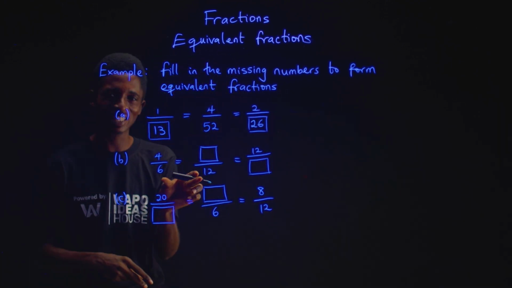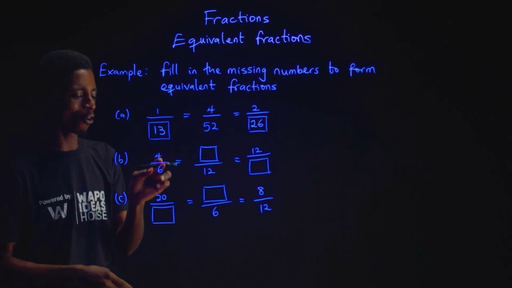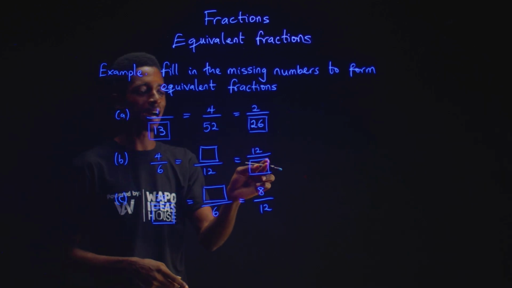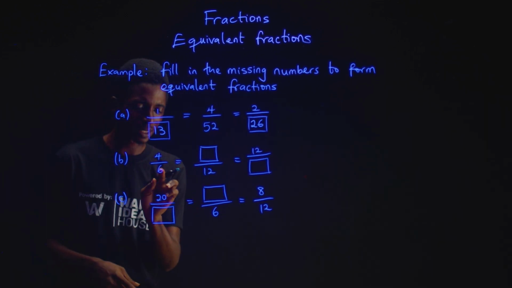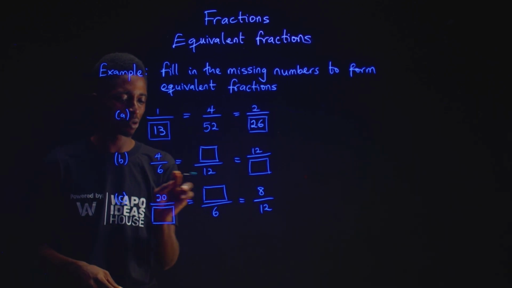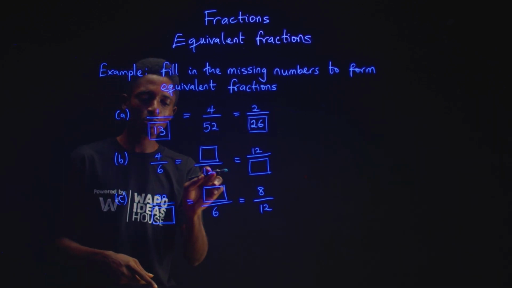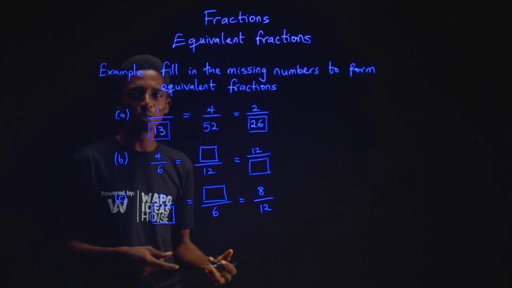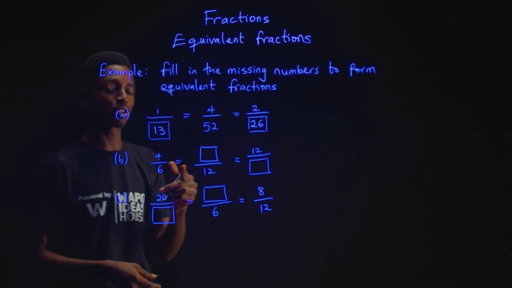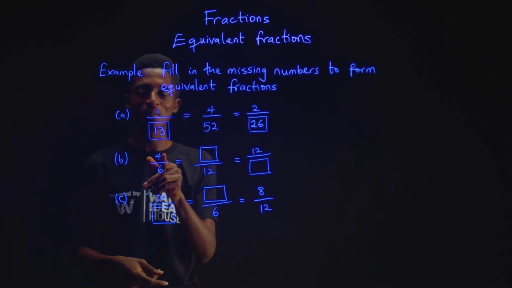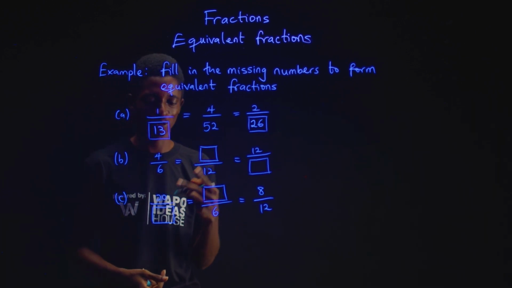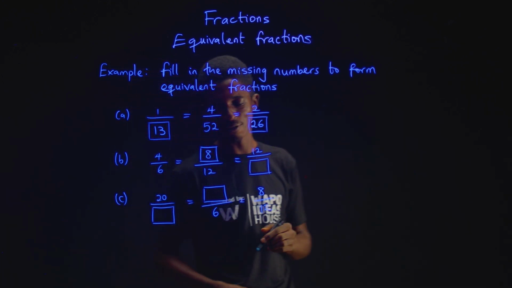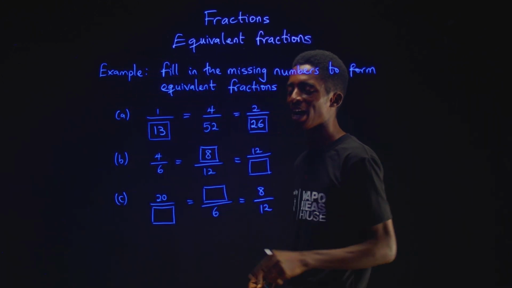Now together, let us do the same thing to B now. Here we have 4 over 6 equivalent to an unknown number over 12 equivalent to 12 over an unknown number. So when you observe, I can see the denominators here, 6 and 12. And what was done? Since 12 is greater than 6, it must have been multiplied by a number. And that number would be 2. 6 multiplied by 2 is what will give you 12. Now let's multiply the numerator by the same number, which is 2. So 4 multiplied by 2 will give us 8. Beautiful. Now we have 8 over 12.